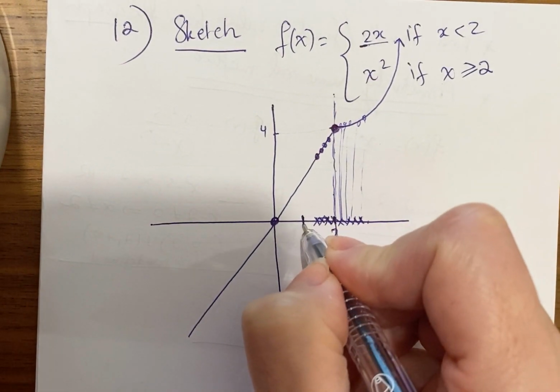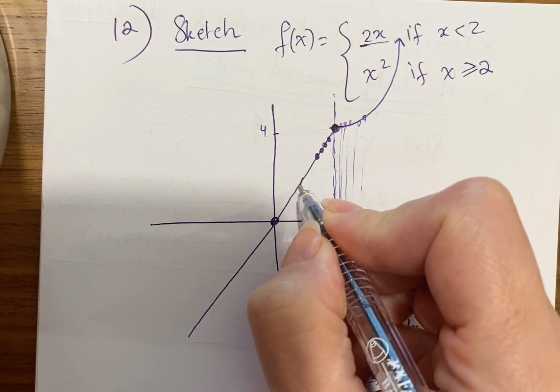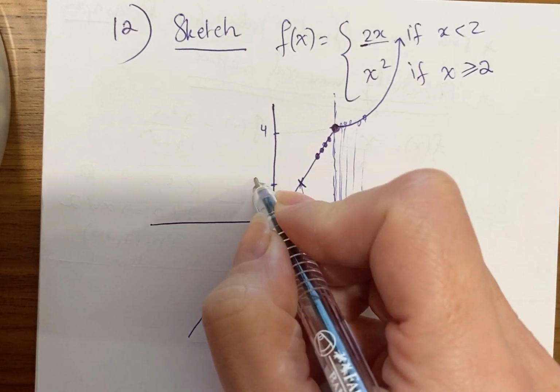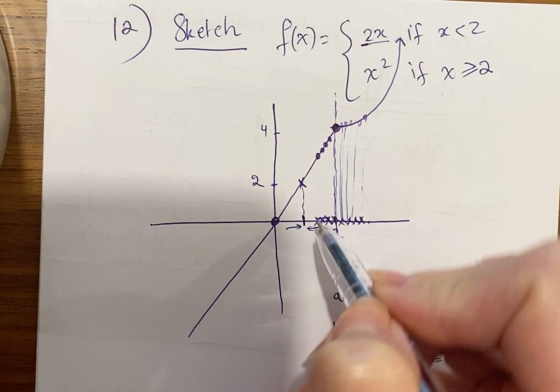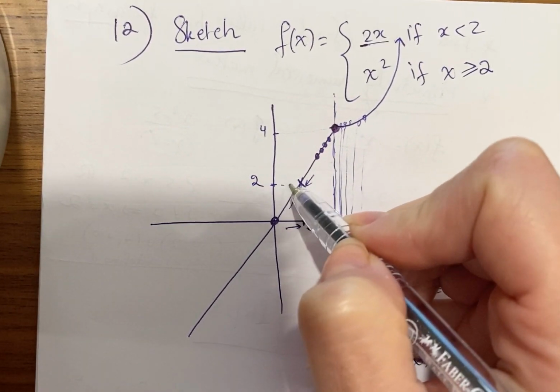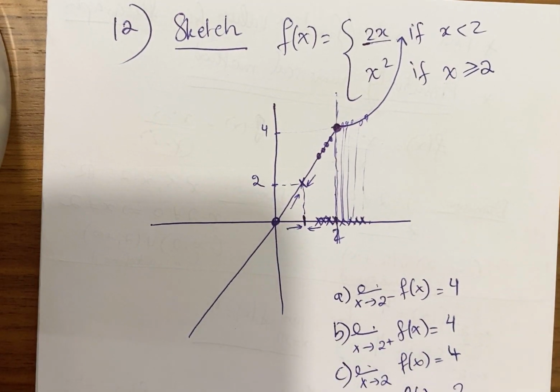Now, what's the limit as we approach 1? This is 1 here. 1 doesn't cause a problem. 1, 2. This is the function value. As we approach 1 from the left and the right, what are the function values approaching? They are approaching 2.